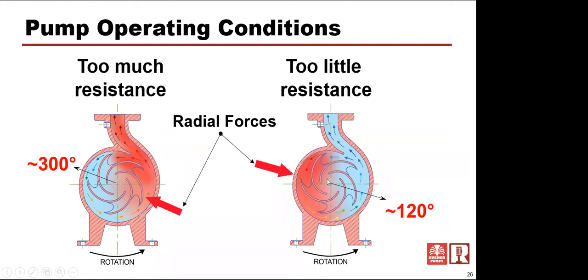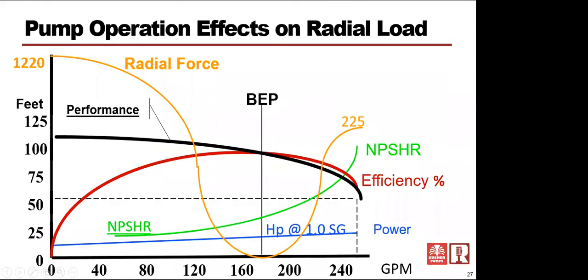And therefore there's a pressure differential across this impeller, and it's going to force this impeller out of balance in this direction, causing the shaft to deflect the other way. So if we were to graphically look at that curve and the radial force, the amount of force on that shaft to bend one way or the other, we could plot it out, and it would look something like this.